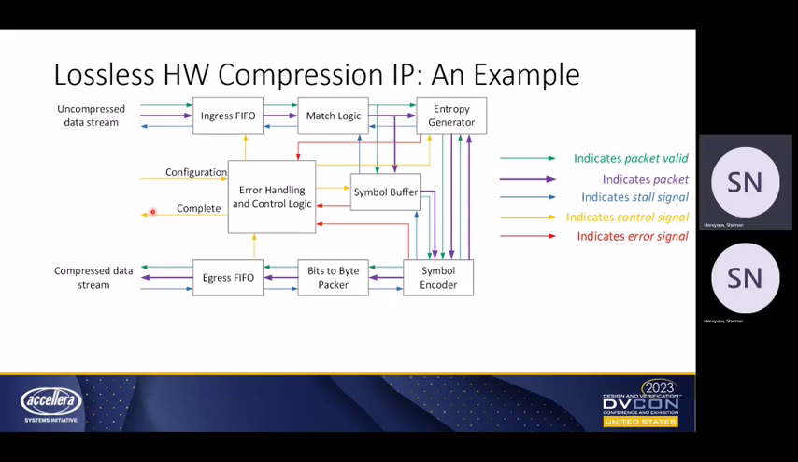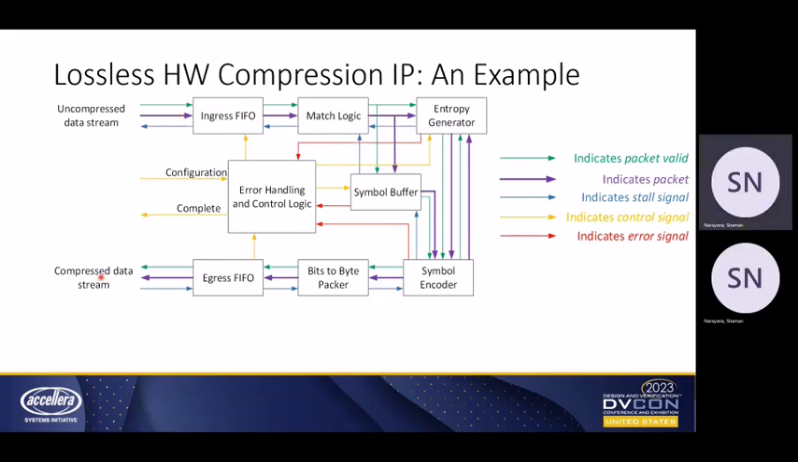Any errors detected while processing the data are sent to the error handling and control logic, which get forwarded to the ingress FIFO. Upon receiving this error signal, the ingress FIFO will start dropping any input packets except the end packet.